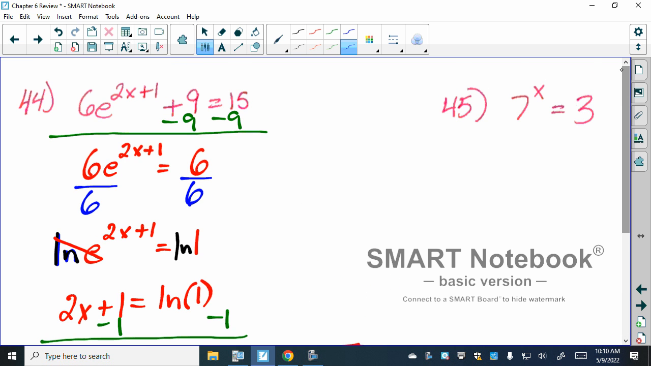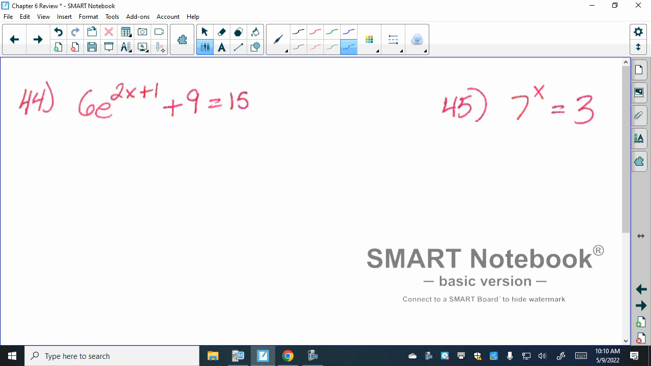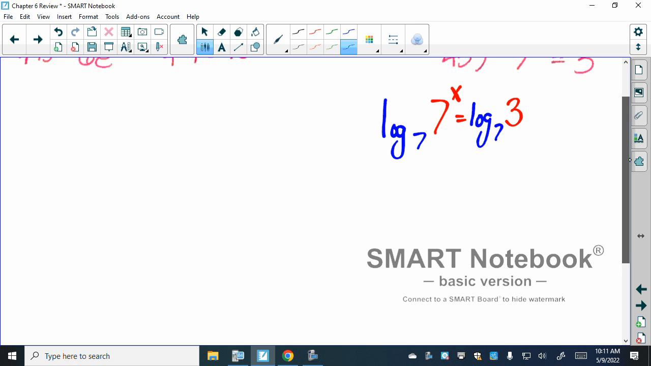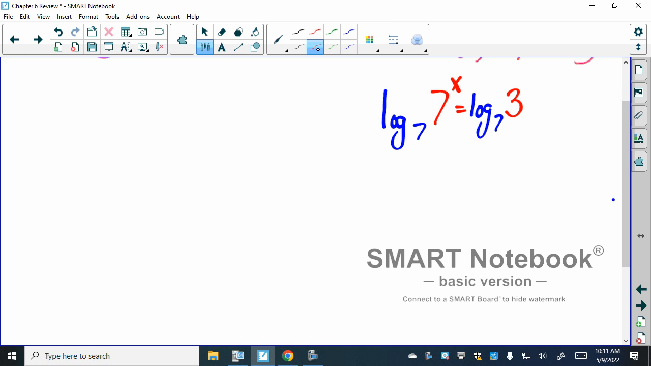Let's go on and look at 45. 7 to the x equals 3. So we do have one term on either side. There's no way we can write 7 as 3 or 3 as 7. So what can we do to both sides? What can we apply to both sides? Log what? Log base 7. And we do this to really simplify the left-hand side, the side where the variable is, because we can move the x out front.